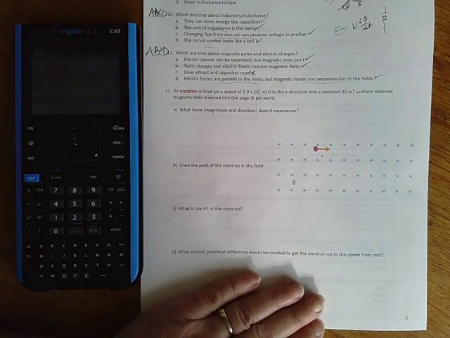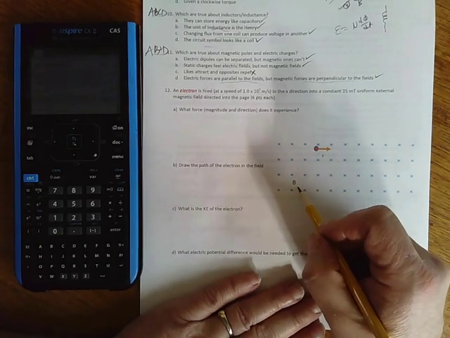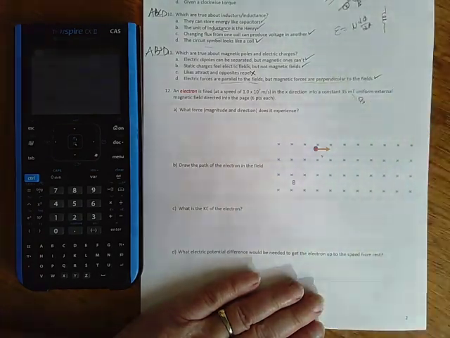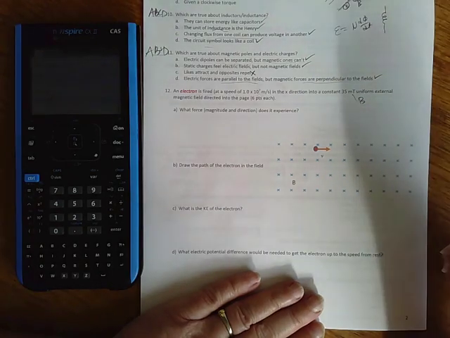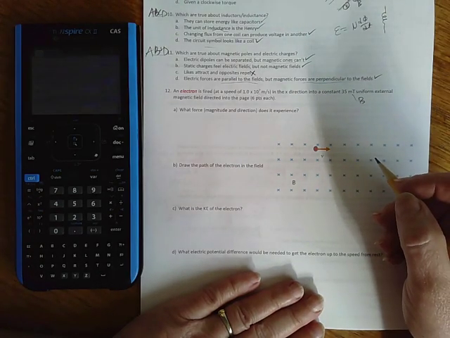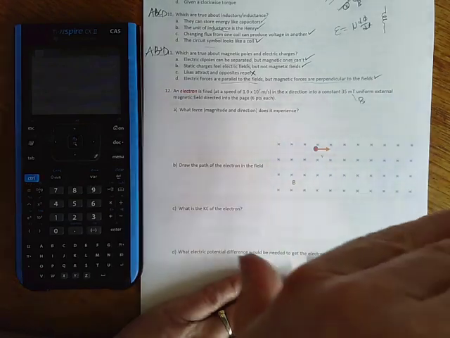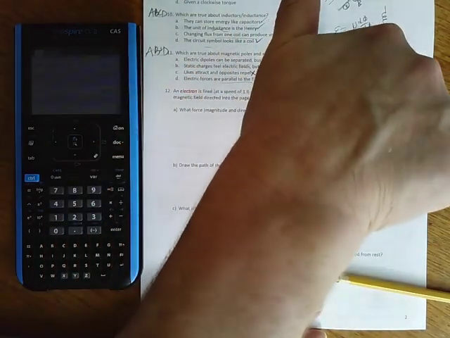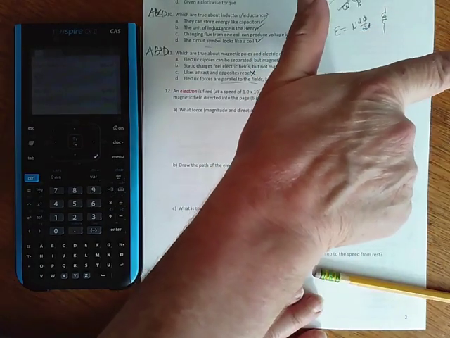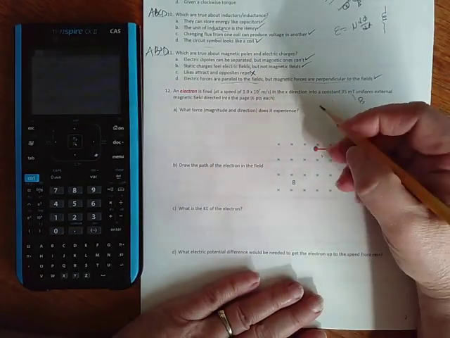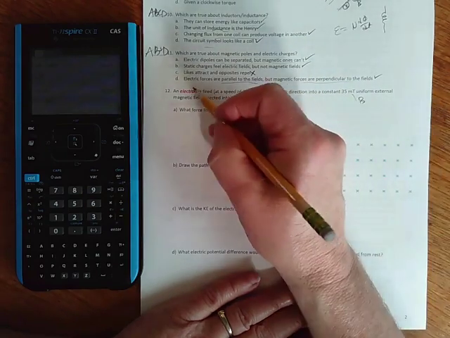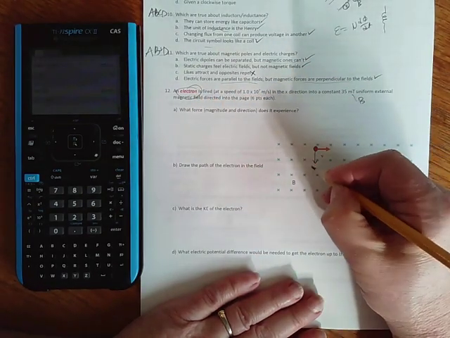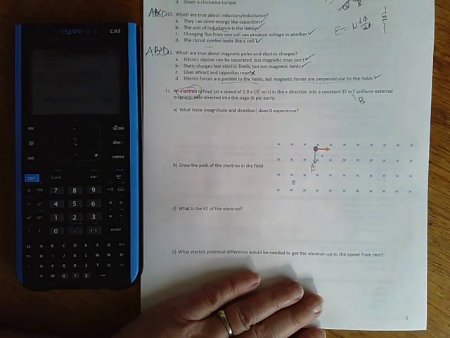An electron is fired at a speed of 10 to the 7th meters per second in the x direction into a uniform external magnetic field directed into the page. What force, magnitude, and direction does it experience? So we got V going that way, cross B into the page, and so the thumb is going to be up for the right hand rule, but it says electron, so it's going to be down. All right, so the force will be down, or in the negative j hat direction.